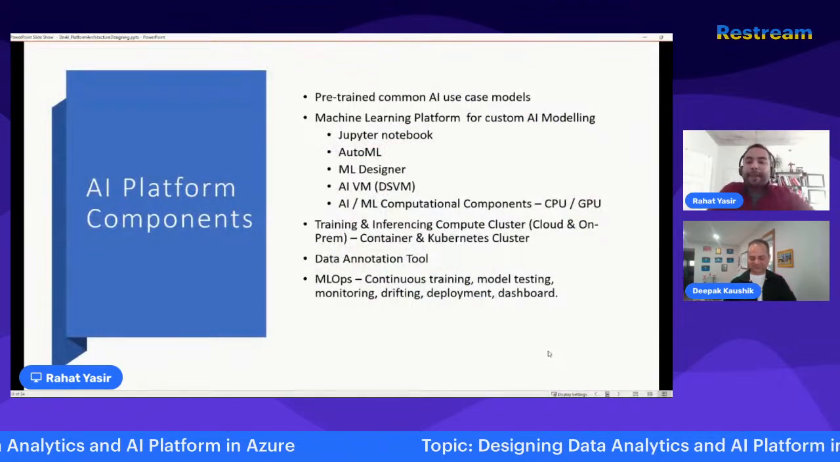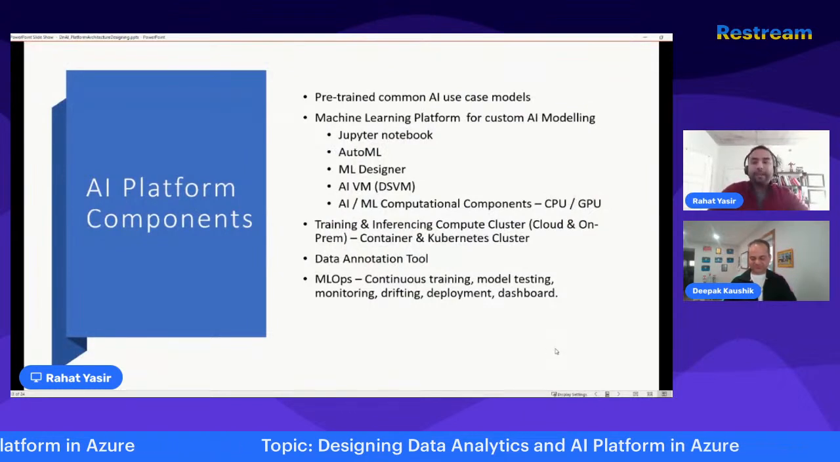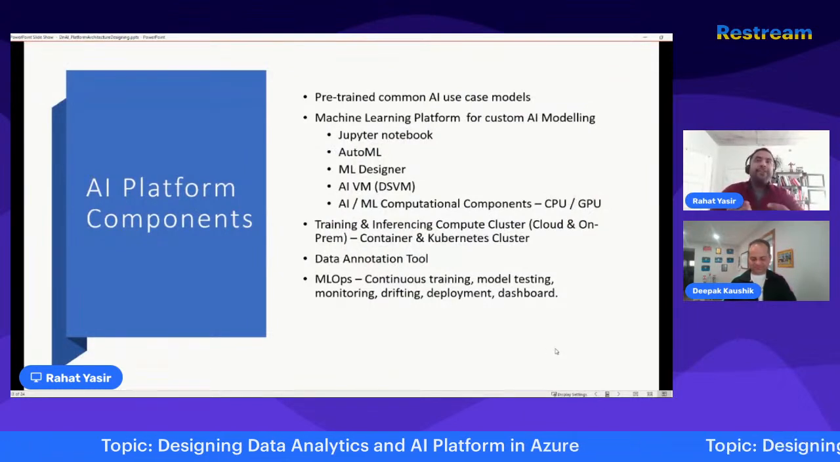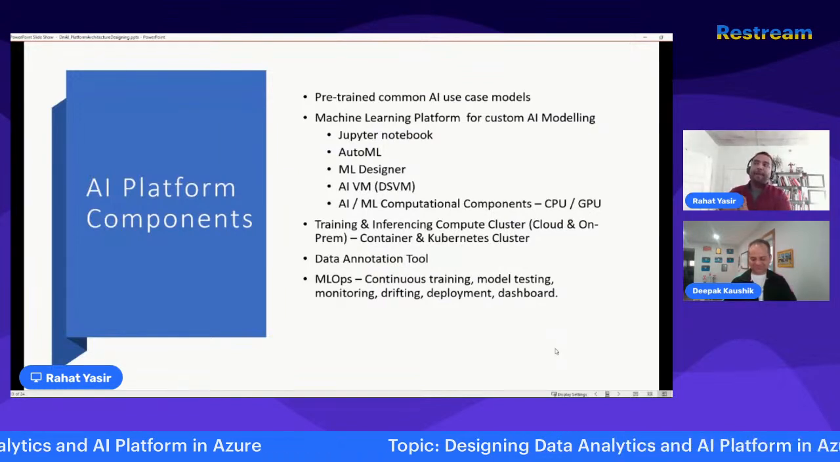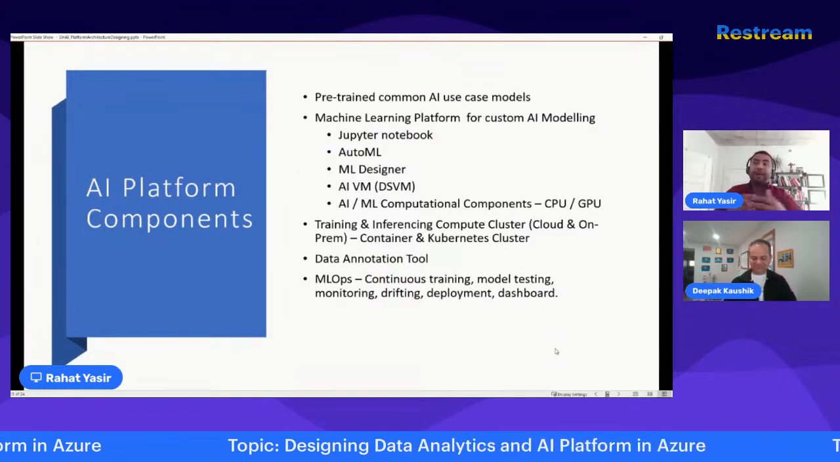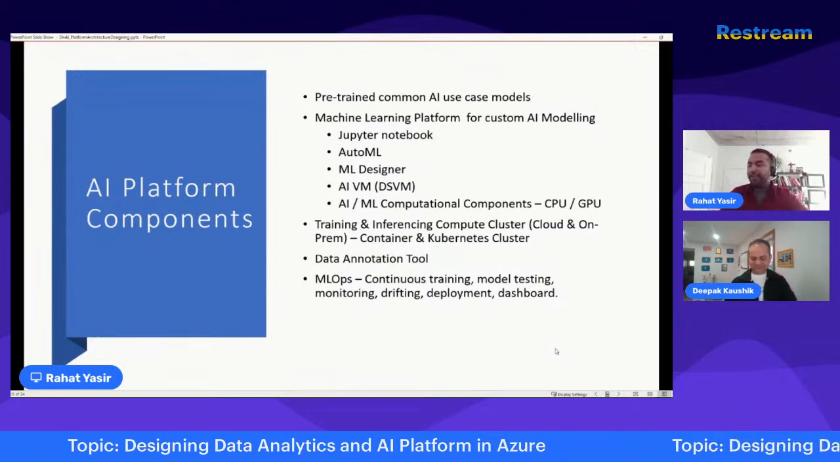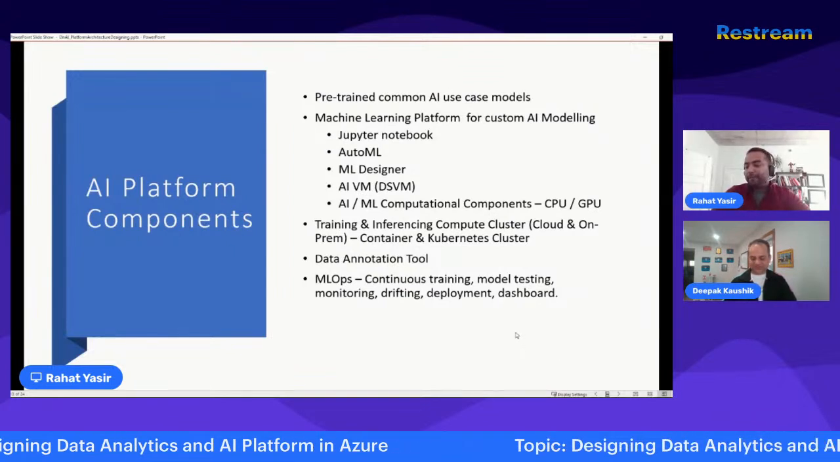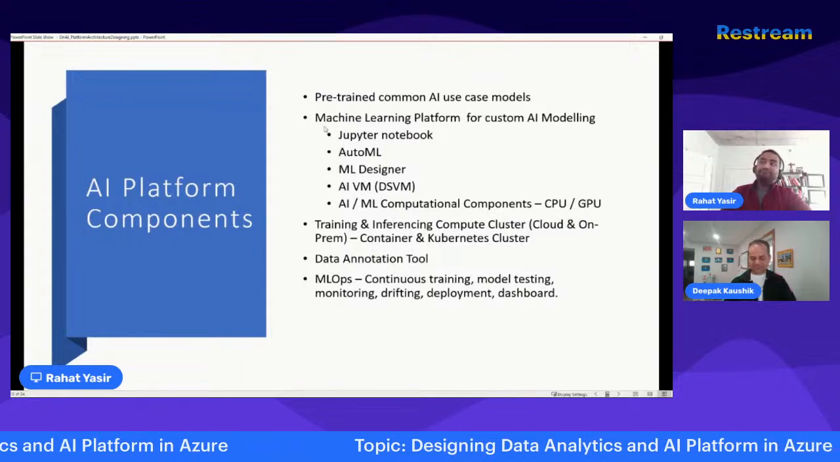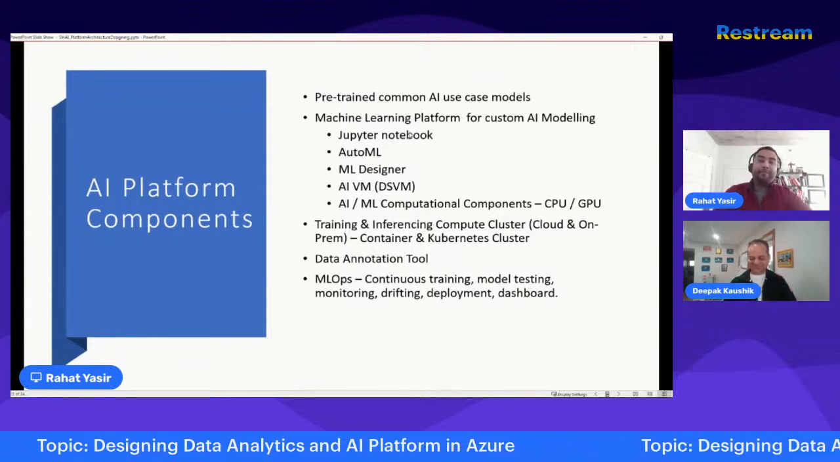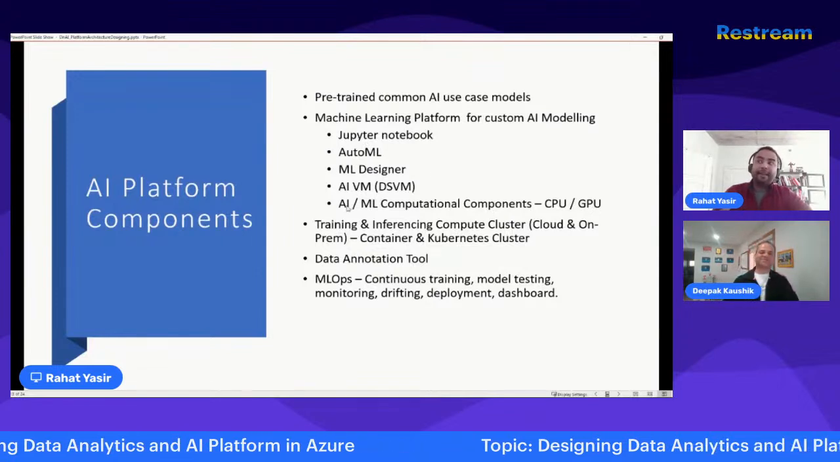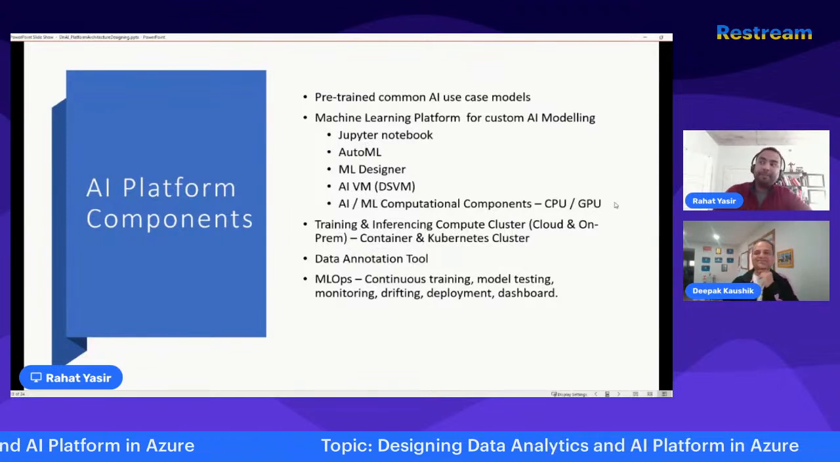So when you're choosing a platform, you need to consider one thing. Your platform is not just giving you a VM and a data source. That's it. No, your platform needs to give something more. If you don't have the data for common use case of data, your platform needs to provide pre-trained models. Your platform also needs to provide different types of notebook, AutoML, ML designer, that kind of options with CPU and GPU.